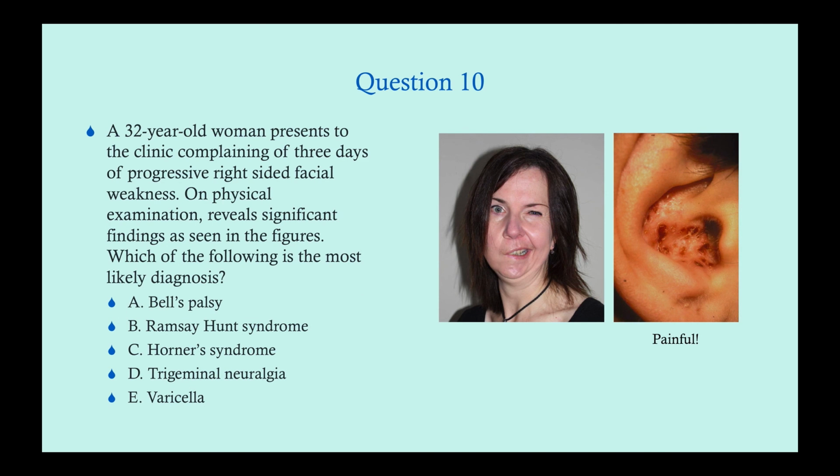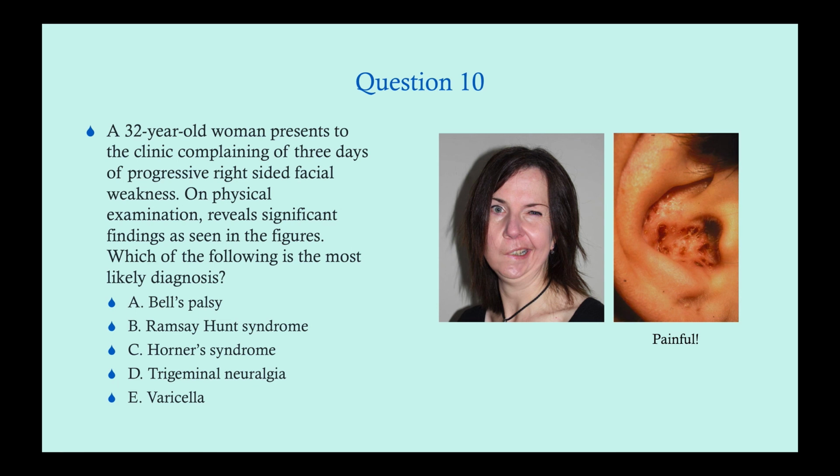We have a 32-year-old woman presenting to the clinic complaining of 3 days of progressive right-sided facial weakness. Physical exam reveals significant findings as seen in the figures here. Which of the following is the most likely diagnosis? A. Bell's palsy, B. Ramsay-Hunt syndrome, C. Horner syndrome, D. Trigeminal neuralgia, or E. varicella, also known as chickenpox. So I'll give you some time here. Here are your clinical findings, and you have a painful ear.